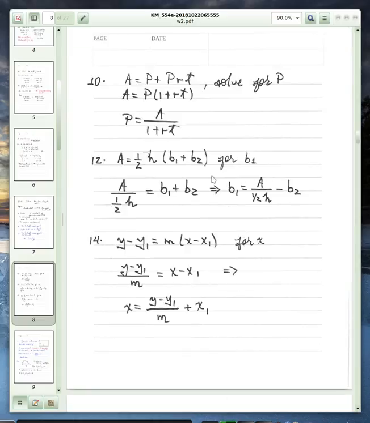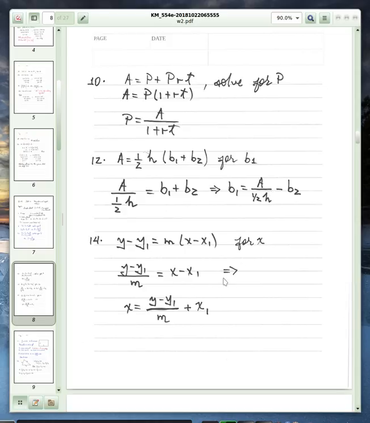Question 12. How do we solve this equation for b sub 1? Well, b sub 1 is inside some package. So what I'm going to do is use the technique that we have been using. I'm going to take 1/2 h, which is a multiplier, and I'm going to take it under a. When I do that, I free this part. I only have b sub 1 plus b sub 2 left. My next step is to take b sub 2, move it to the other side, and now I will have this minus b sub 2 equals b sub 1. Here it is, final answer.